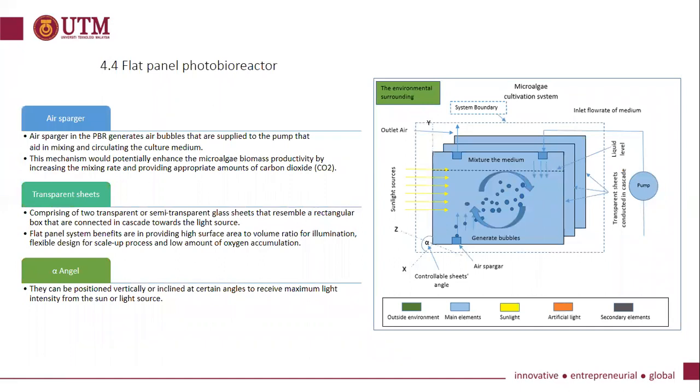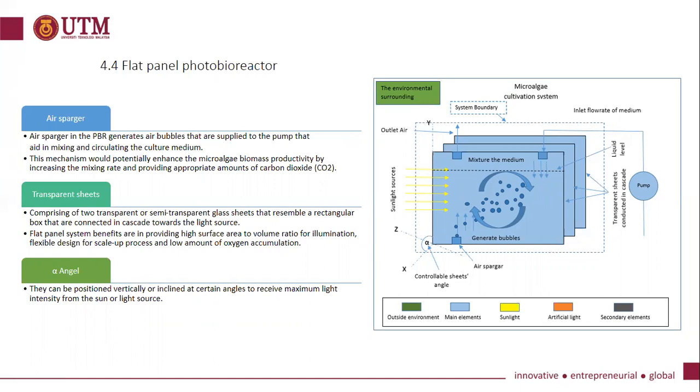The last one is the flat panel photobioreactors. We have the air sparger that generates bubbles, and these are supplied to the pump that mixes and circulates the culture medium. The mechanism would potentially enhance the microalgae biomass productivity, increasing the mixing rate and providing appropriate amounts of carbon dioxide.